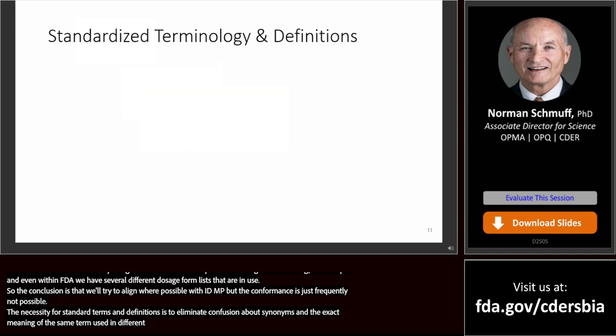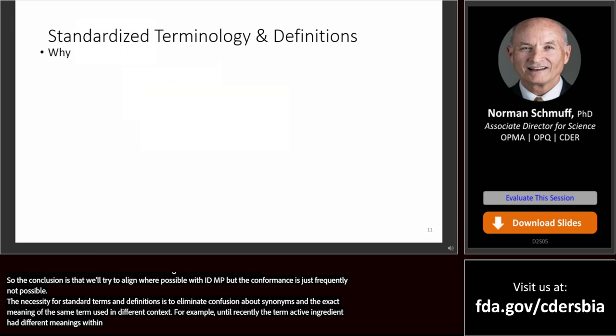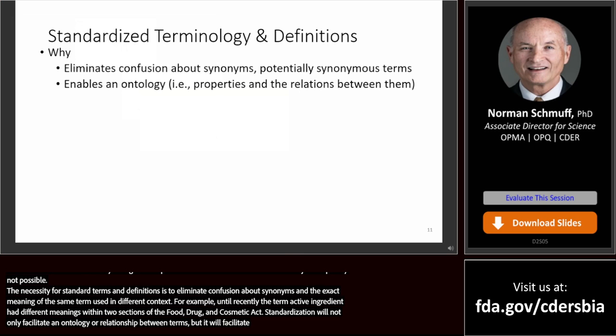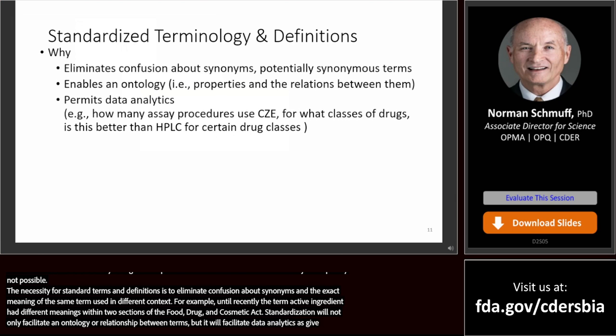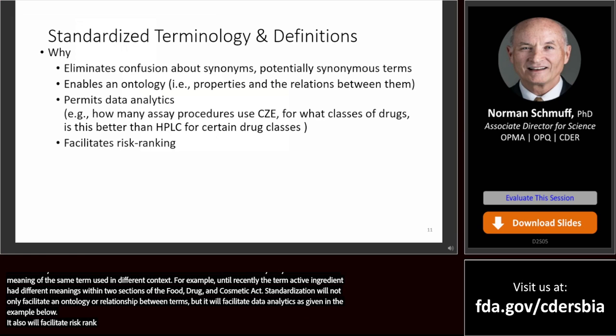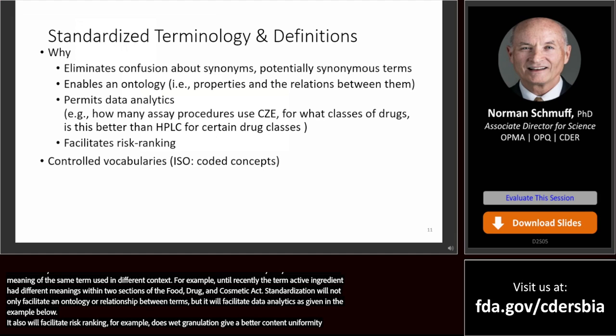For example, until recently, the term active ingredient had different meanings within two sections of the Food, Drug, and Cosmetic Act. But standardization will not only facilitate an ontology or relationship between terms, but it will facilitate data analytics as given in the example below. It also will facilitate risk ranking. For example, does wet granulation give a better content uniformity than direct compression for low-dose drugs?